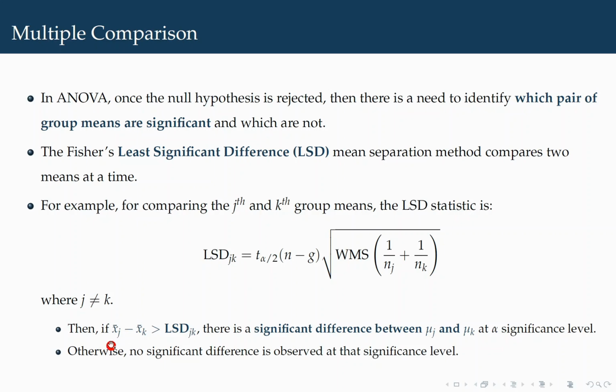So if the sample mean of the difference between the two groups is greater than this value, we can say that there is a significant difference between the population mean of the J's group and the K's group at that specific level of significance. Otherwise, if the difference of the sample means is not greater than this least significant difference statistic, we can conclude that there is no significant difference between the two group means.